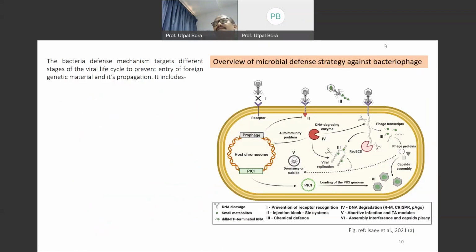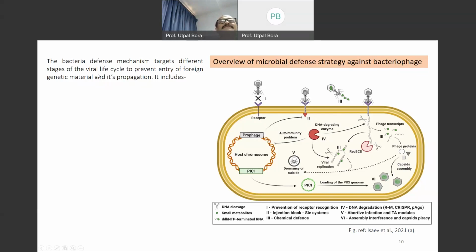Now, amidst this viral life cycle, for both the lysogenic and the lytic, the bacteria has developed certain defense mechanisms. So the bacterial defense mechanism targets different stages of this viral life cycle. From that point of view, we need to know what is the lytic life cycle and what is the lysogenic life cycle, because the bacteria has to act against the multiplication of the virus. So it has to stop the multiplication of the virus somehow. Otherwise, that would lead to the destruction of the bacterial cell.